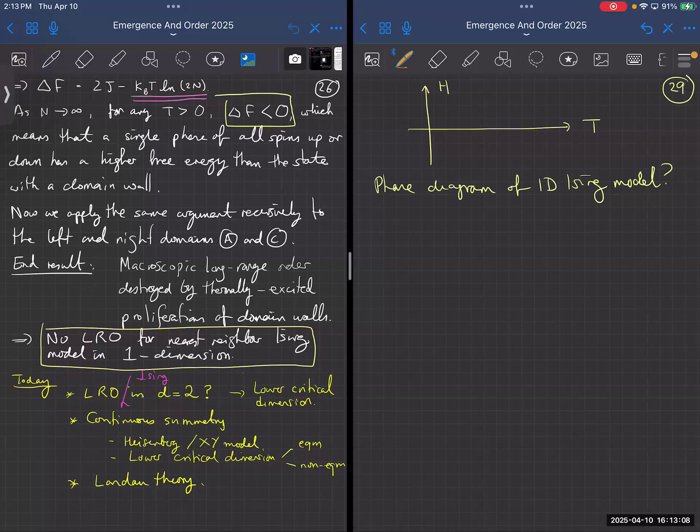All the spins can point up, or all the spins can point down. That minimizes the energy. So over here at H, when there's no external field, just up here I can have the spins all pointing up, or over here I can have all the spins pointing down. So at 0 temperature, there can be a phase transition, a discontinuity in the magnetization, but at higher temperatures there's no phase transition. So that's the phase diagram for the one-dimensional Ising model.